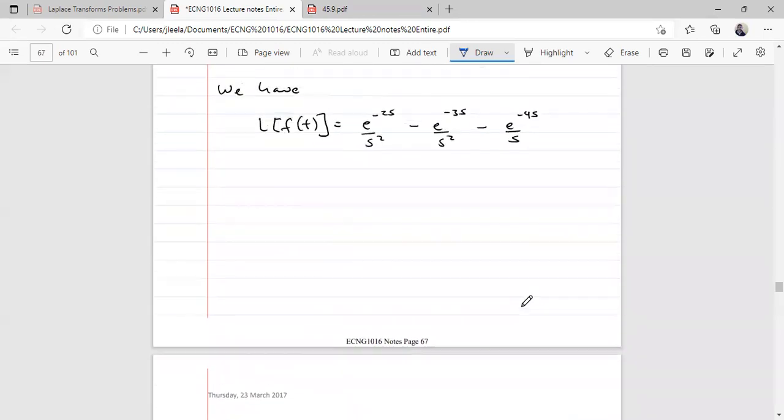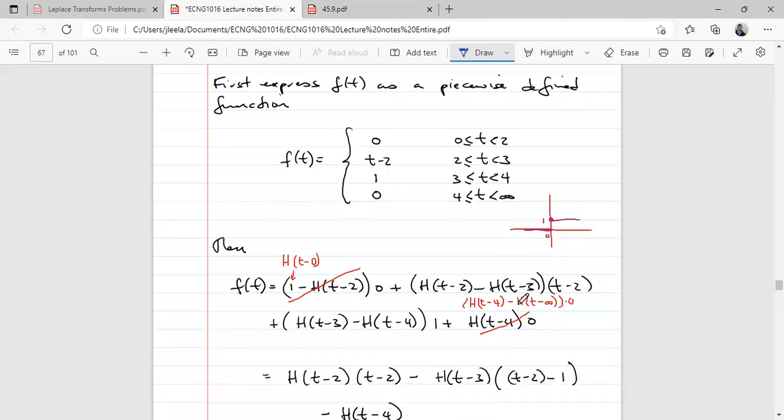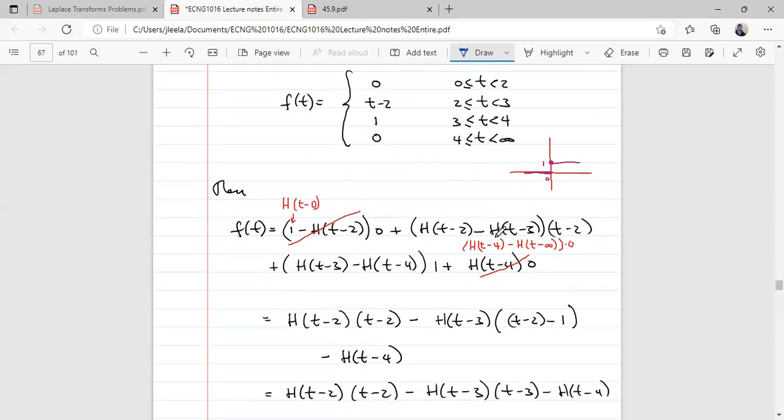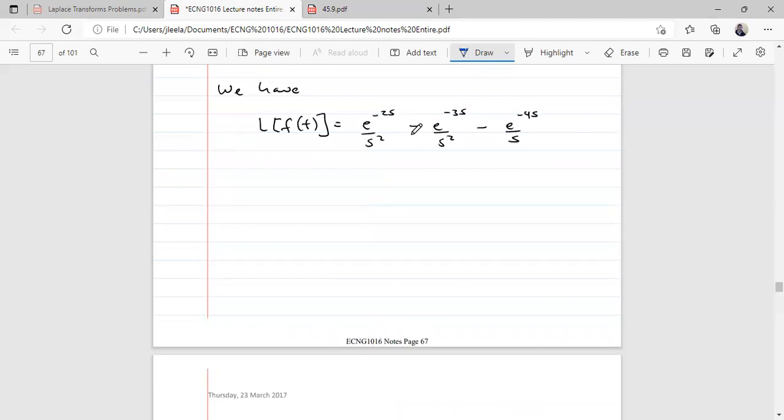And that gives you the Laplace of the piecewise function that we had to write as a combination of Heaviside functions. So this is the point at which we would stop for the coursework exam.